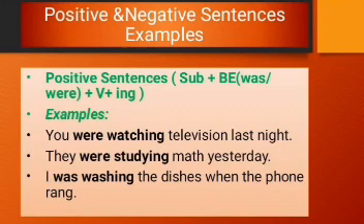Example number 2: they were studying math yesterday. Example number 3: I was washing the dishes when the phone rang. In all these three sentences, you have noticed that we use the helping verb were and was along with the first form of verb plus ing, like watching, studying, washing, and then we have the predicate.